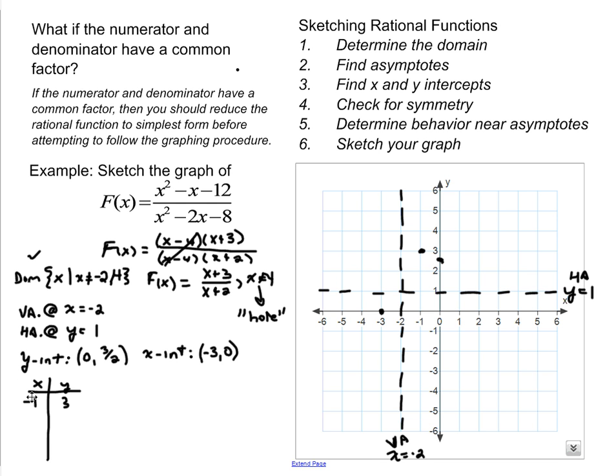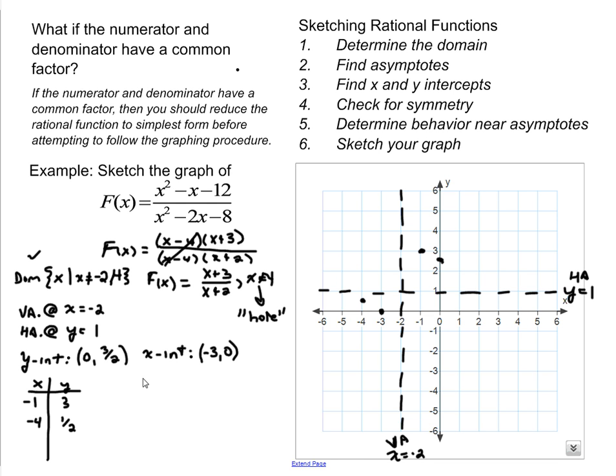And I always get at least a second point near that vertical asymptote so I can tell what's going to happen. And let's take a look at what happens at -4. If I take -4 plus 3 over -4 plus 2, that is +1/2. So this graph is going to pass through the point -4, +1/2. One more point that we need to get is right here.